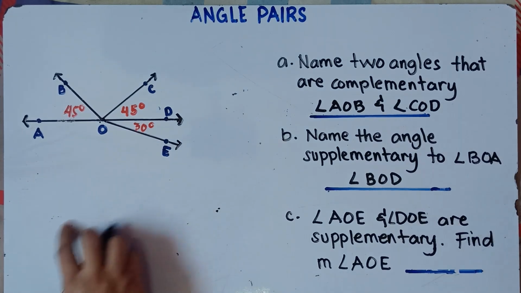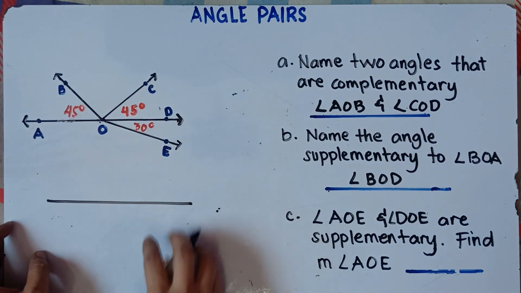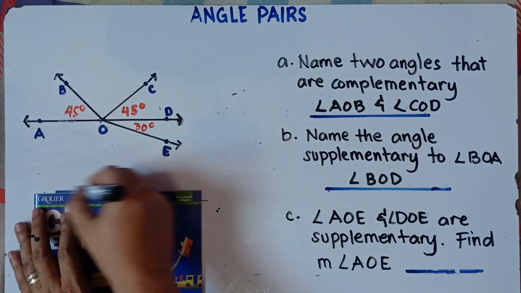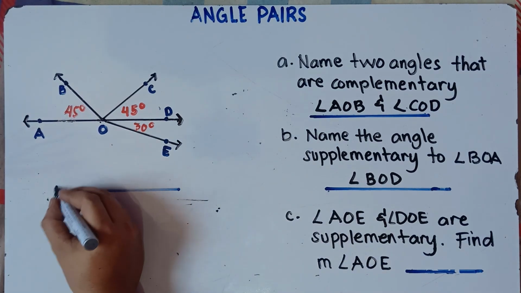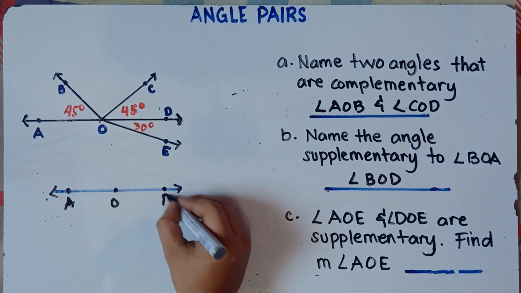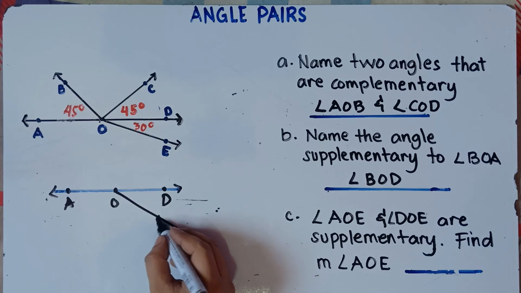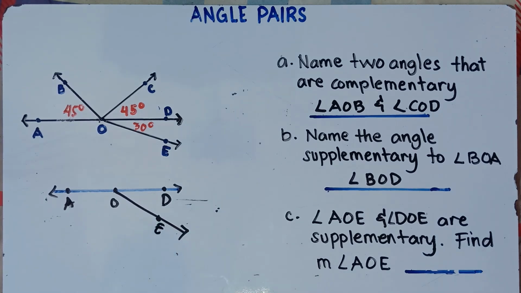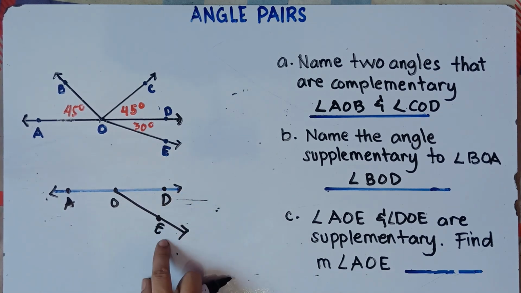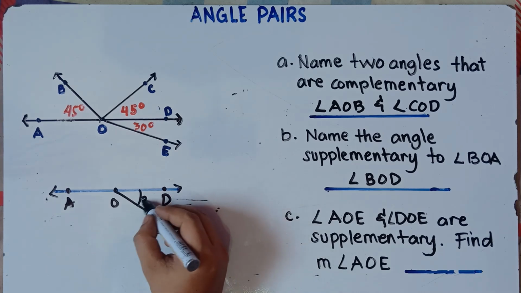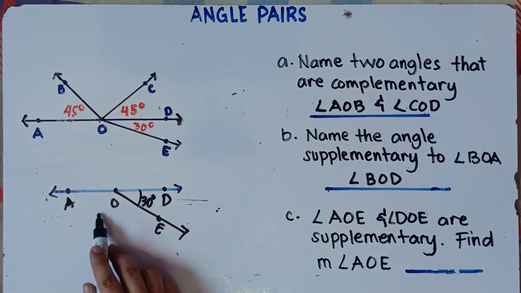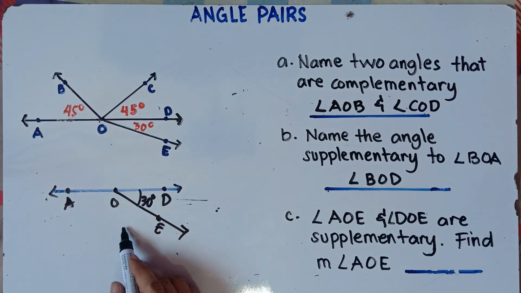Of course, we know, class, even if we draw this one, let's draw this one again. Once again, this is A, this is O, and this is D, right? And this will be E. Angle AOE and angle DOE are supplementary. So therefore, this is 30. Now, it says supplementary, class. Therefore, the sum of these two angles should be equal to 180 degrees.